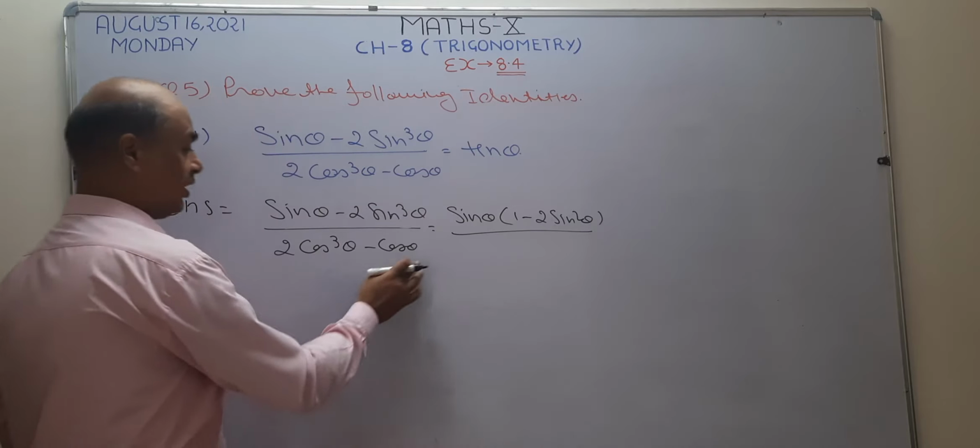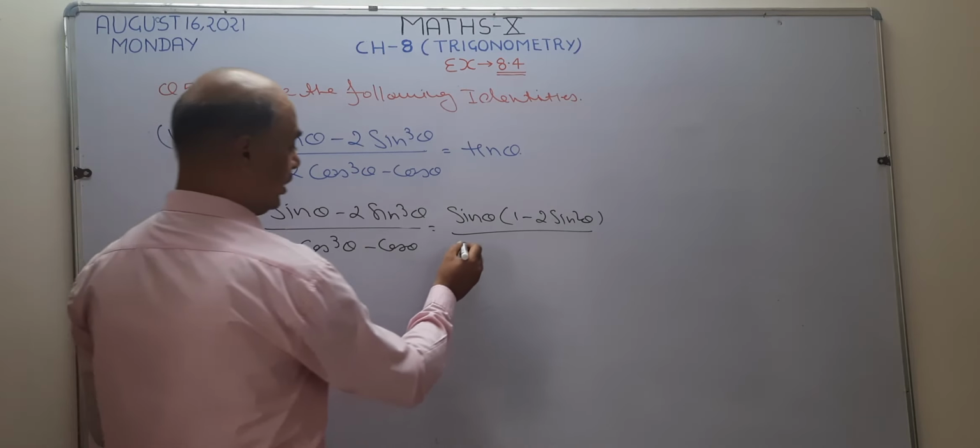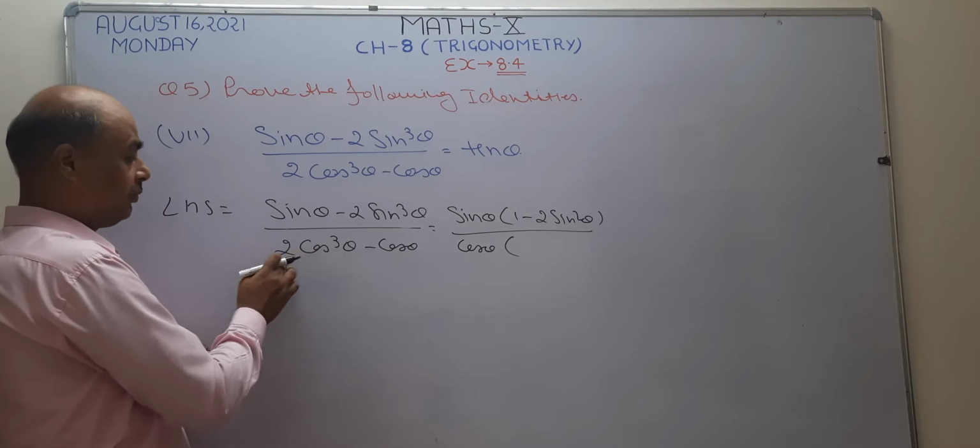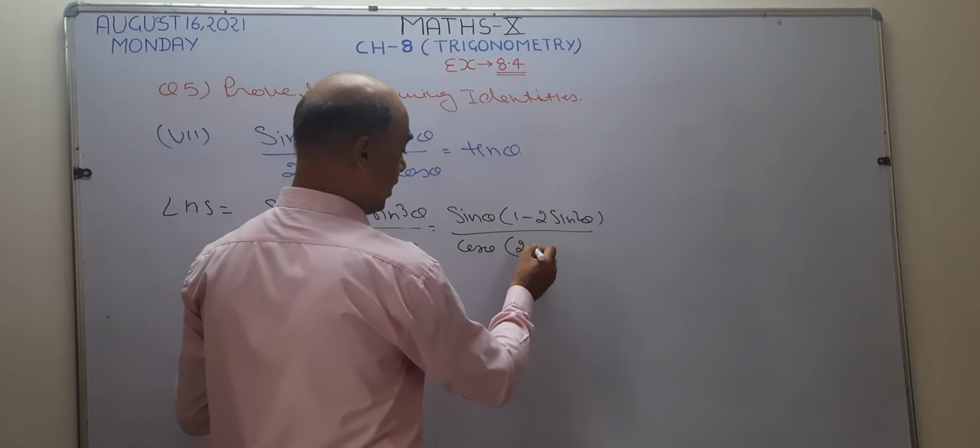And in the denominator part, what is common? Cos theta. So write here cos theta. When I take cos theta common, what is left? Only square is left. So it means 2 cos square theta minus 1 is left in the first part.